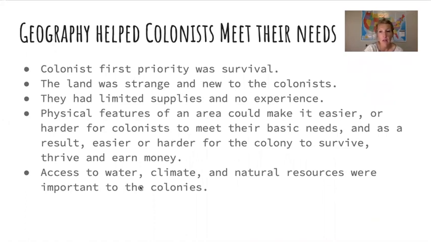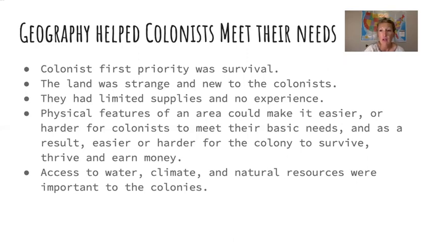Geography helped colonists meet their needs. Colonists' first priority was survival. The land was strange and new to the colonists. Most of them had never been there before and didn't know anybody that lived in the area, so they really didn't know what to expect. So their first priority was to survive. They had limited supplies and no experience. Physical features of an area could make it easier or harder for colonists to meet their basic needs, and as a result, easier or harder for the colony to survive, thrive, and earn money. Depending on where their colony was located, they could have different physical features that could make it easy or difficult for them.